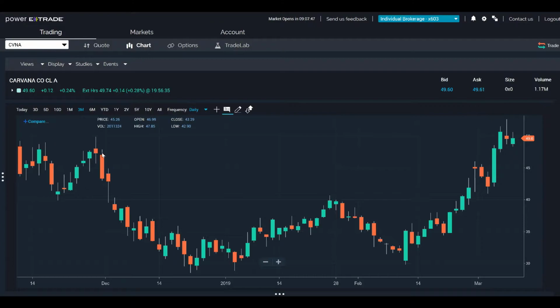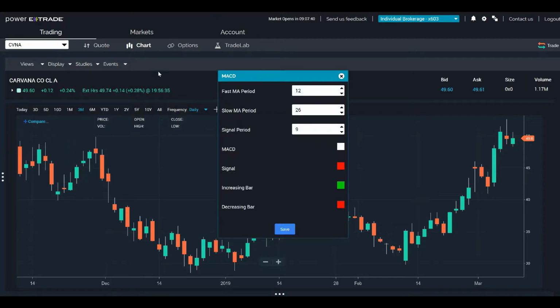Right now we're going to look at the MACD. We're going to go up to studies and go to MACD. Bear with me, I'm going to try to explain this. The MACD has a fast moving average and a slow moving average period. The relationship between the two gives you the MACD line. From the MACD, there's an exponential moving average that gives you the signal to buy or sell. The moving average for that signal is the 9-day exponential moving average. It also shows the increasing bar and the decreasing bar, which I'll point out as well.